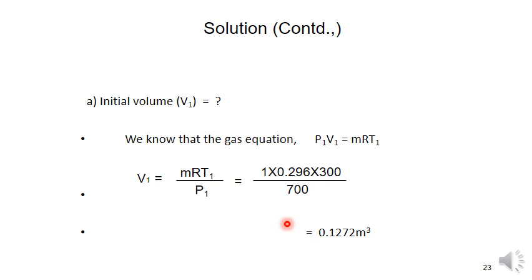They have also given the condition V2 is equal to 4 times V1. So we got the initial volume as 0.1272 meter cube. After getting the initial volume we can get the final volume also, that is V2 is equal to 4 V1. Simply multiply with this 4.